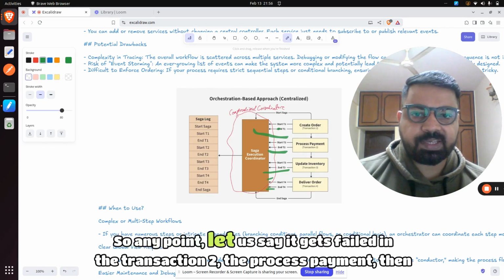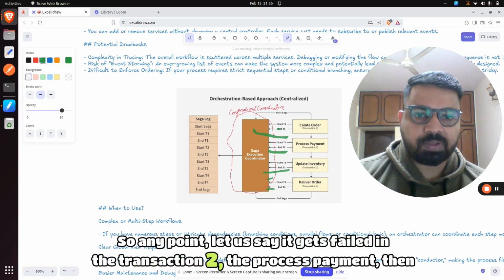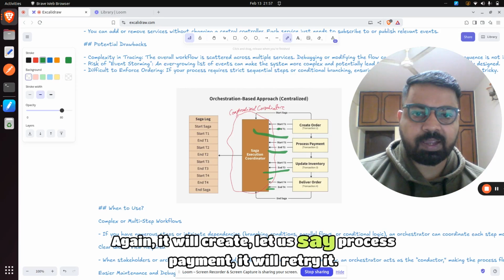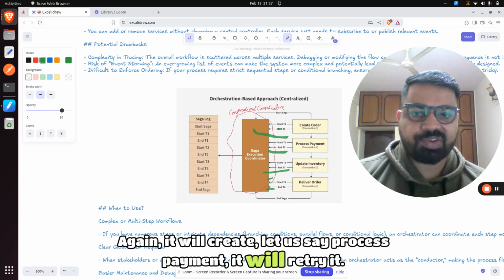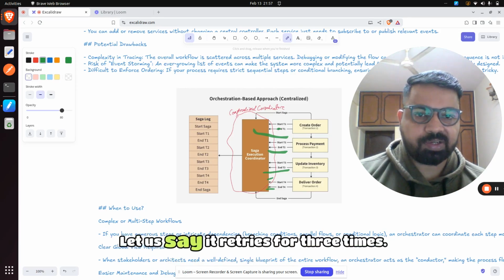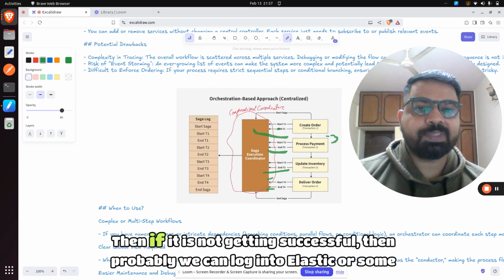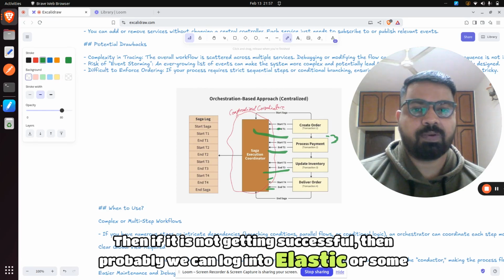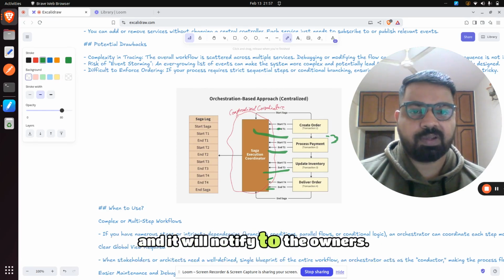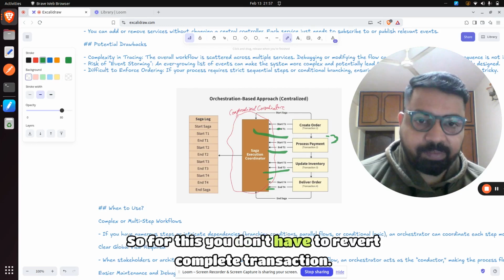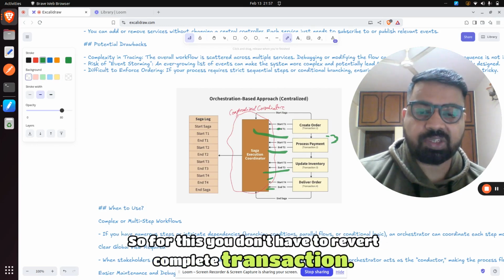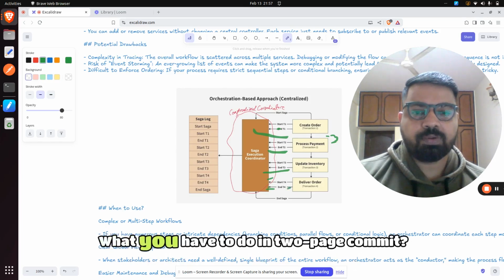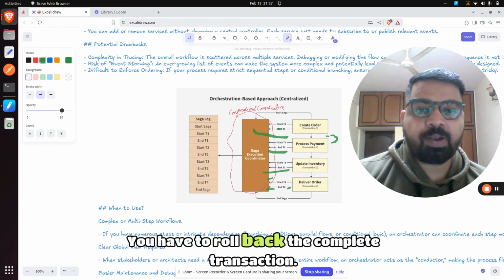At any point, let's say it fails at transaction 2, the process payment, then what will happen here? It will retry the process payment, right? Let's say it retries three times. Then if it's not successful, we can log into Elastic or some logging system, and it will notify the owners. So for this, you don't have to revert the complete transaction. Just to take an example, let's say it fails at this final stage. What do you have to do in two-phase commit? You have to roll back the complete transaction, right?